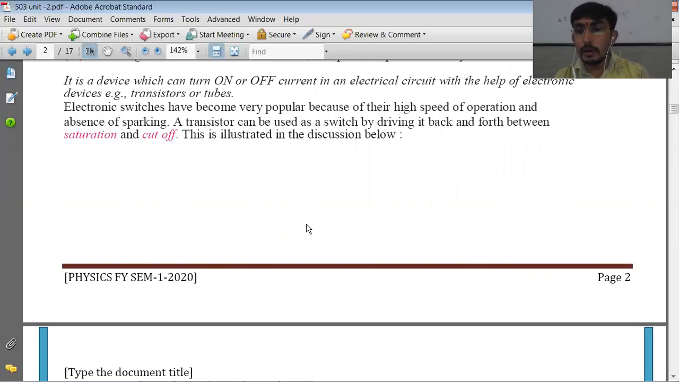So this is about the switches, that is, the mechanical switch, the electromechanical switch, and the electronic switches. In this chapter, we are going to mainly deal with the electronic switches, that is, we are mainly dealing with the transistors.